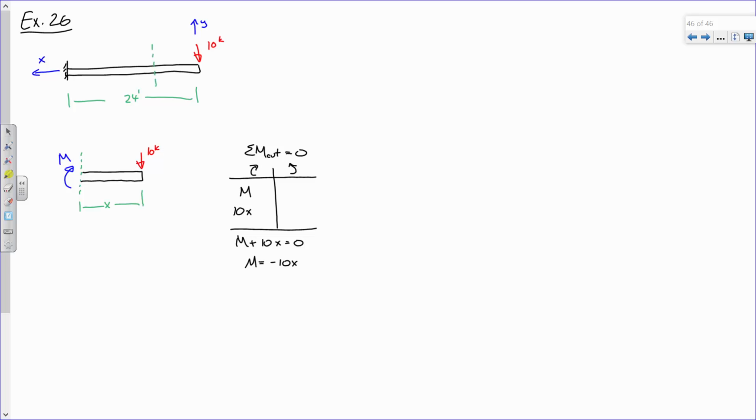Now that should make sense because look how the beam is going to deflect. It's going to deflect in a frowny face. It's not going to be a smiley face. So all of the moments are going to be negative. Okay? Everybody all right with that?